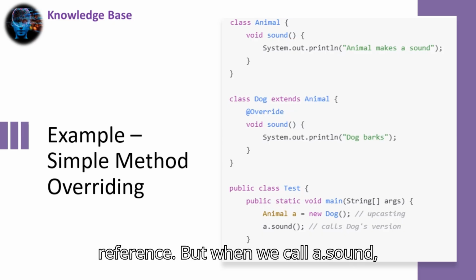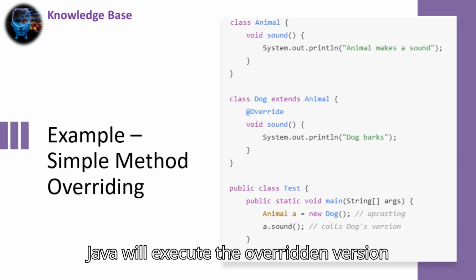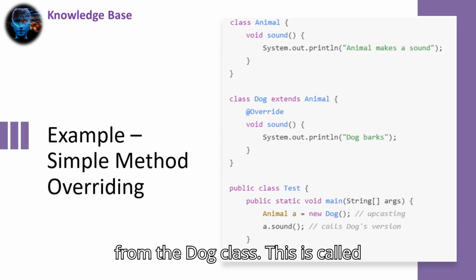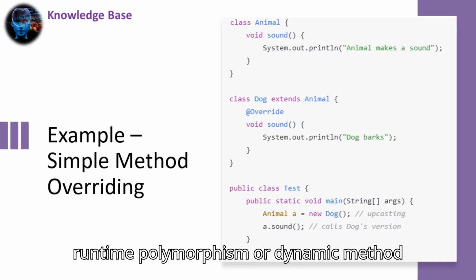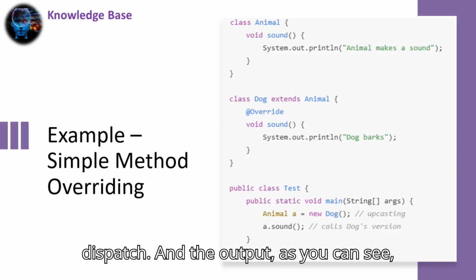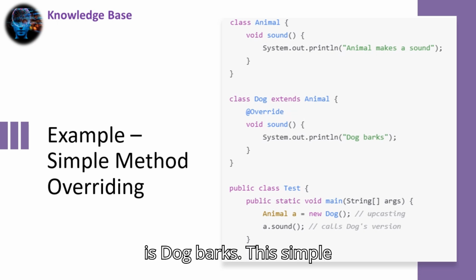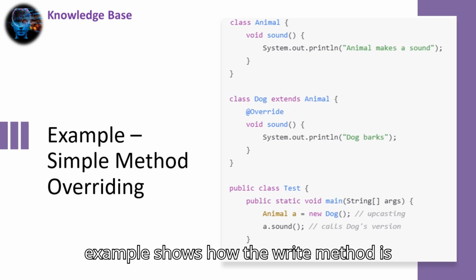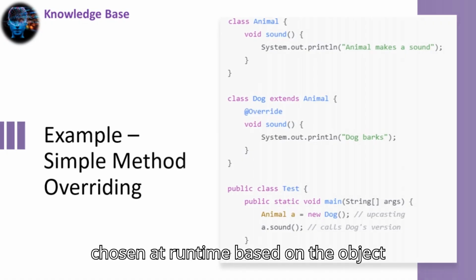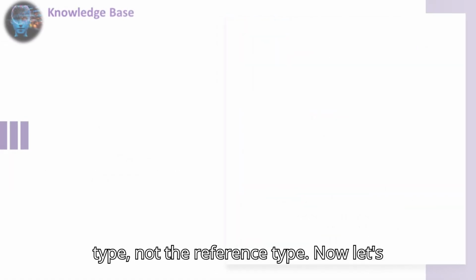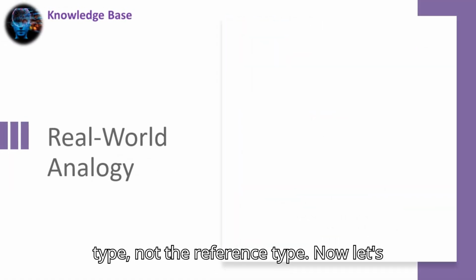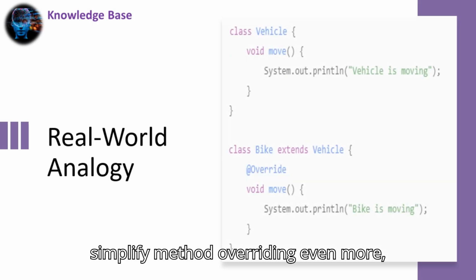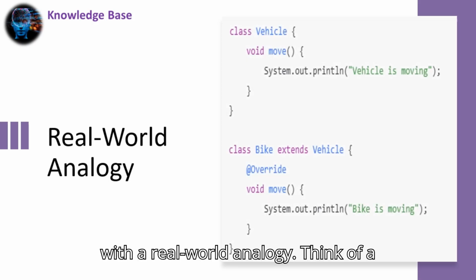That means we're referring to a Dog object using an Animal type reference. But when we call a.sound, Java will execute the overridden version from the Dog class. This is called runtime polymorphism or dynamic method dispatch. And the output, as you can see, is "Dog barks." This simple example shows how the right method is chosen at runtime based on the object type, not the reference type.